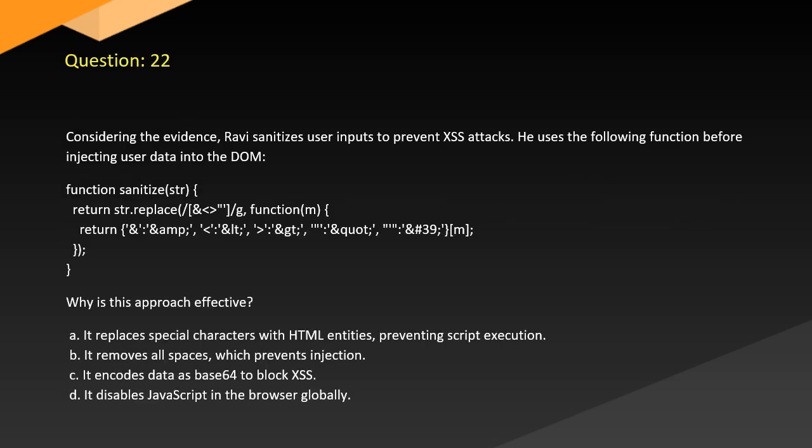Question 22. Considering the evidence, Ravi sanitizes user inputs to prevent XSS attacks. He uses the following function before injecting user data into the DOM. function sanitize(str) { return str.replace(/[&<>"']/g, function(m) { return '&#' + ... + m; }) }. Why is this approach effective? A. It replaces special characters with HTML entities, preventing script execution. B. It removes all spaces, which prevents injection. C. It encodes data as base64 to block XSS. D. It disables JavaScript in the browser globally.